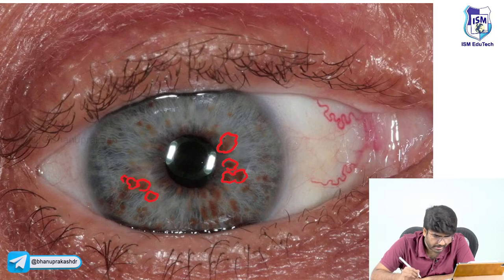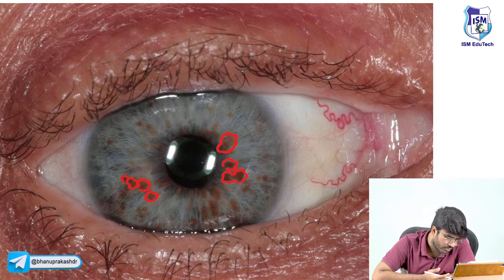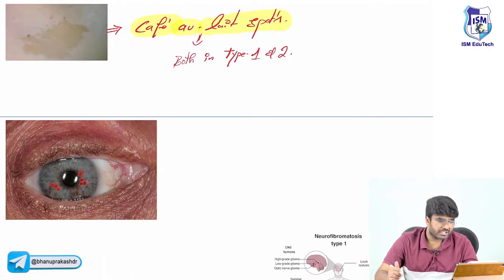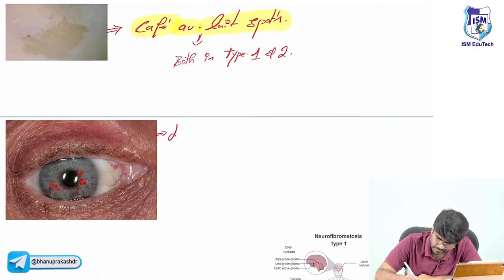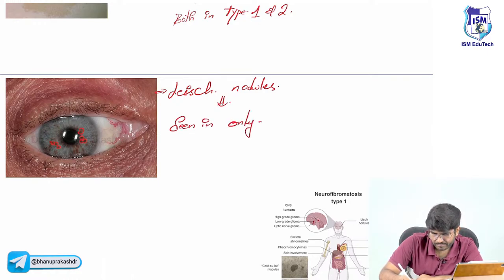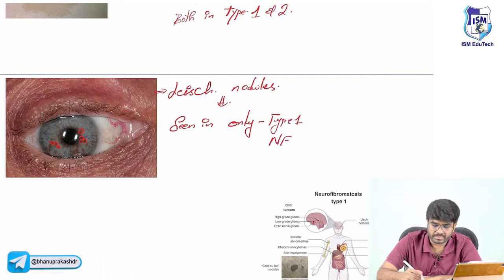So, what are these pigmented areas that you can see in the iris? Can you tell me? Yes, you are right. It is the Lisch nodules. Excellent. These Lisch nodules are seen only in type 1 neurofibromatosis. MCQ: Lisch nodules are seen in neurofibromatosis.